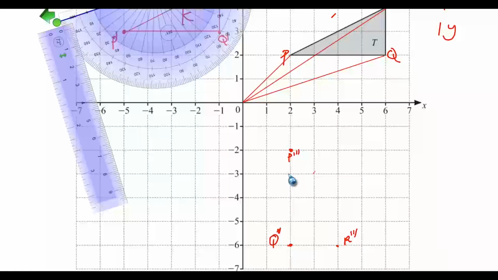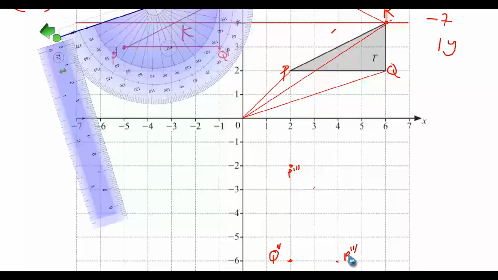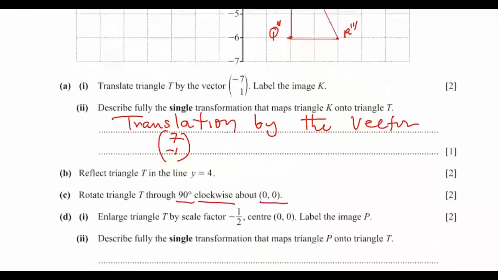So I have rotated the other 2 points and I have them here respectively, Q''' and R'''. So the next thing you need to do is to connect these points together. So from point P to connect to Q'''. Then let's take that again. So this is the image of the rotation of triangle T. So let's scroll down to see the next question.